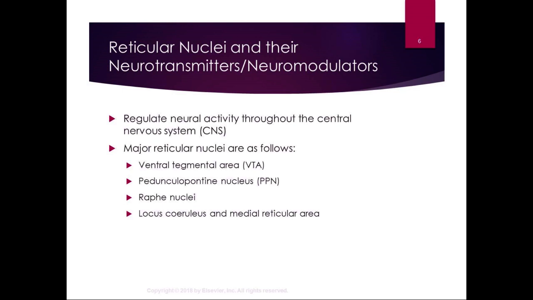So the major reticular nuclei, and I'm not going to quiz you on these, but we're just going to briefly talk about them because neurotransmitters are made in these areas. The ventral tegmental area, the VTA, the pedunculopontine nucleus, the PPN, the raphe nuclei, and the locus coeruleus and medial reticular area. So just introducing those terms, you really don't need to memorize them or anything, but we'll talk about which neurotransmitters are made in each area.